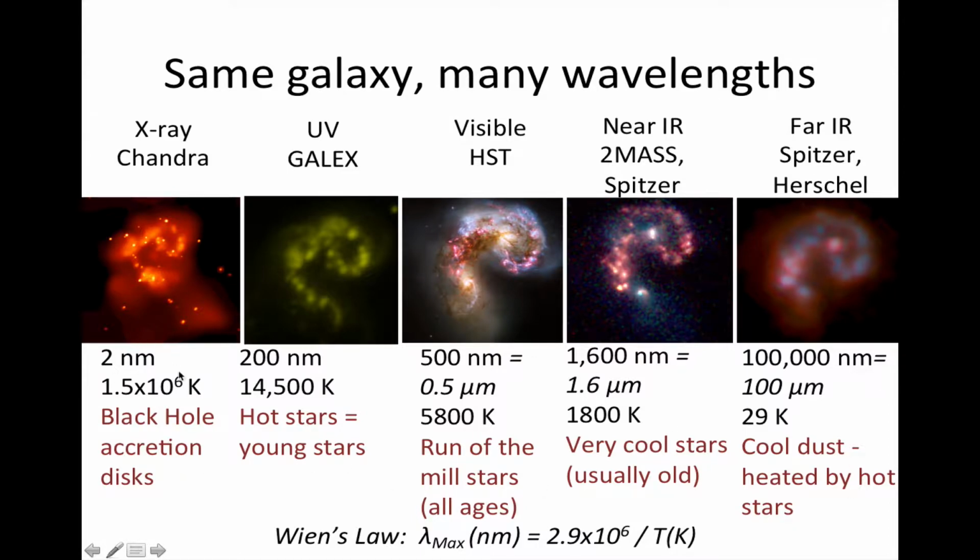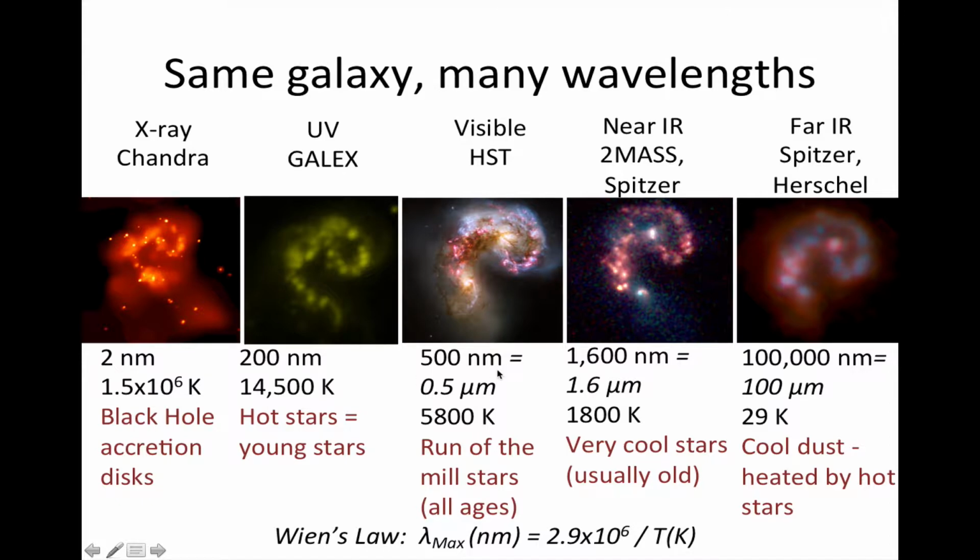So in the X-rays, the wavelengths of light are maybe 2 nanometers. A nanometer is a billionth of a meter. We're looking at things that are maybe 1,000,000 Kelvin, and we're looking at things like black hole accretion disks. Ultraviolet wavelengths are about 200 nanometers. Temperatures of the things we're looking at are maybe 15,000 Kelvin, and we're looking at hot stars, which usually tend to be the young stars.